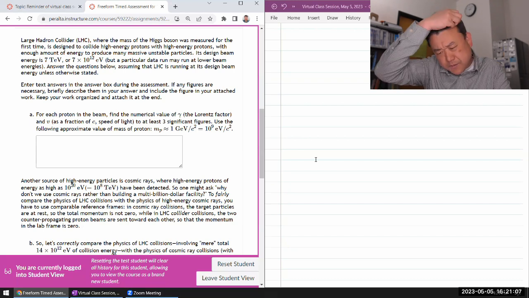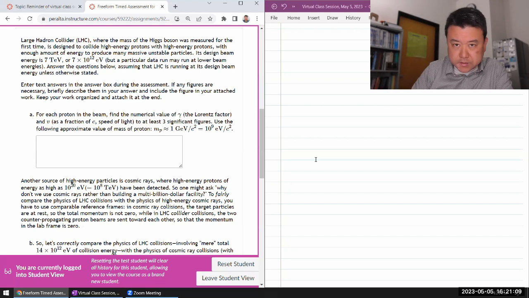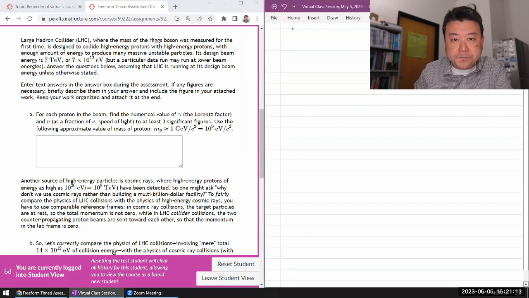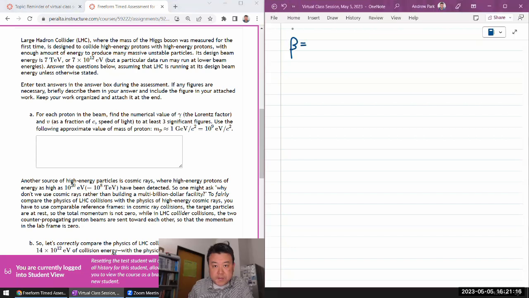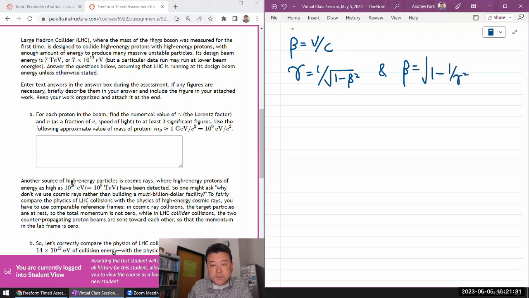So this is where knowledge of some of the dynamical quantities will be helpful. Let me just write some of those things down. We have the definition of beta as v over c. Gamma in terms of beta is 1 over the square root of 1 minus beta squared. And you can write beta in terms of gamma: beta is the square root of 1 minus 1 over gamma squared.